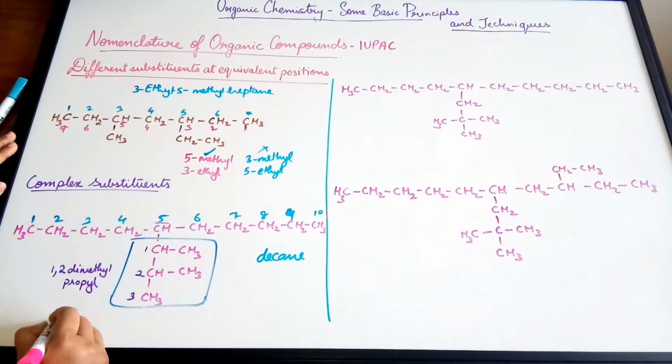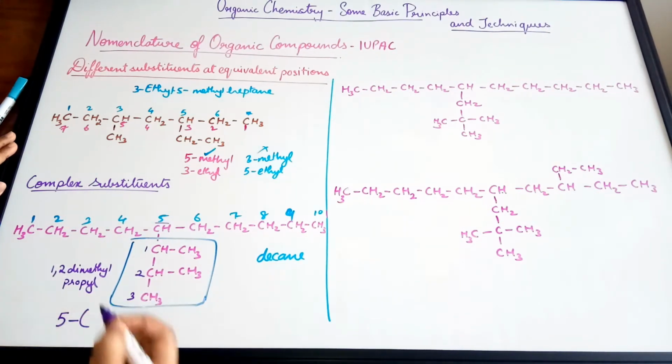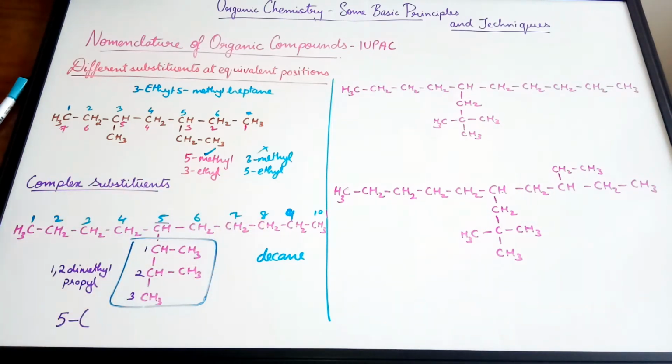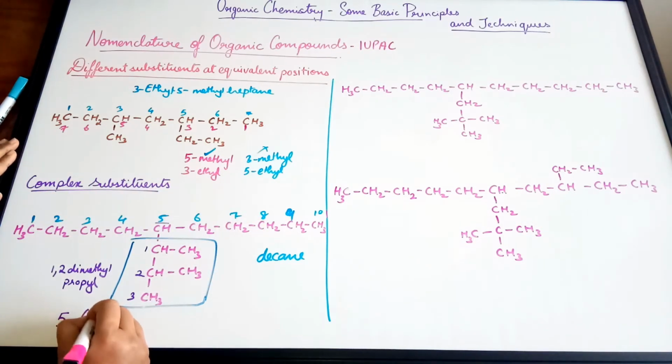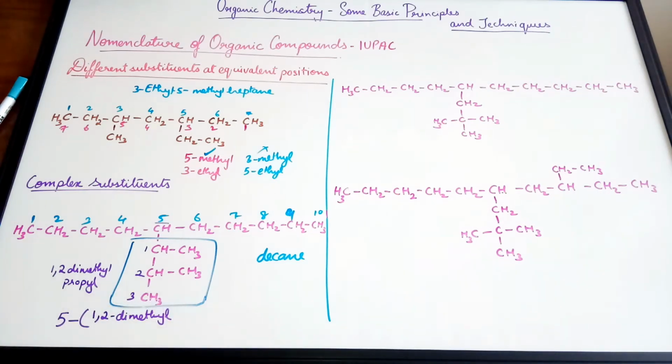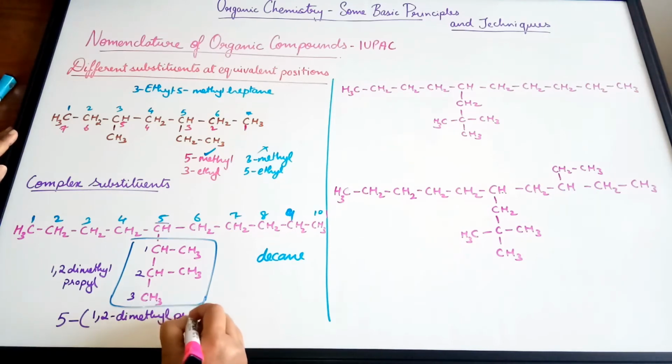So 5, bracket. This is done to ensure that we don't get confused between the numbering of the long chain and that of the substituent. So 5, 1,2-dimethyl, and because this is not the main chain, we will not be writing propane. Instead, we will be writing propyl, and decane.